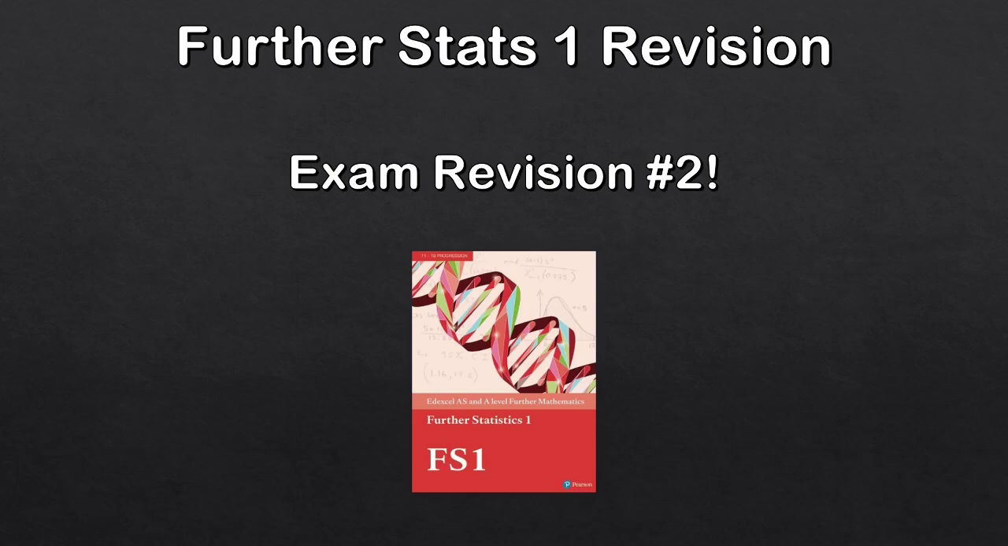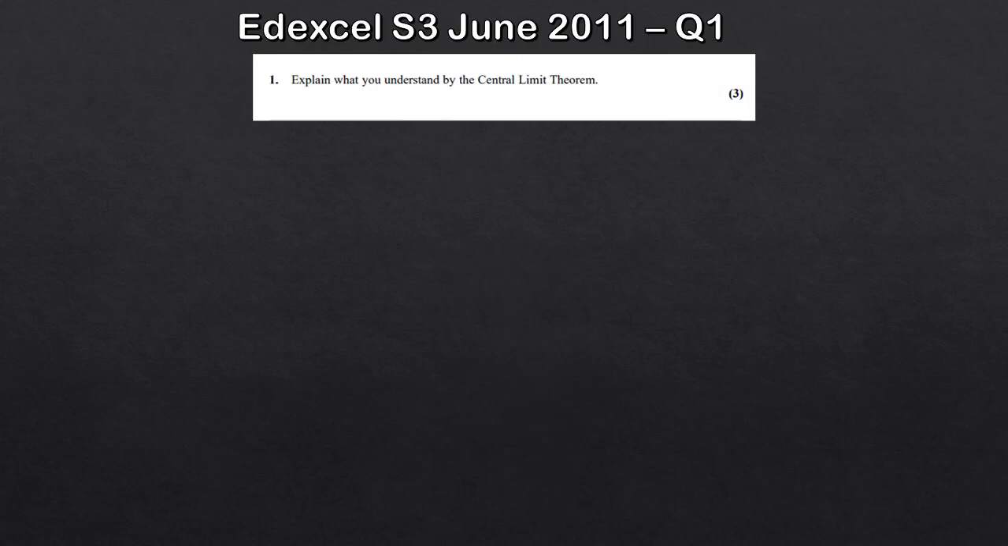They're all past paper questions from the old spec mainly, but a couple from the new papers. So the first question here is just a nice brief one to get us started. Explain what we understand by the central limit theorem. The central limit theorem is something you need to know for further stats 1. This is only on the A level, so if you're doing the AS it doesn't matter too much, but for the A level this is definitely important.